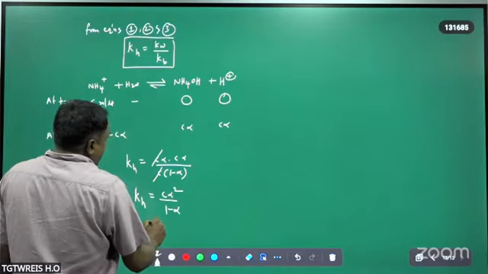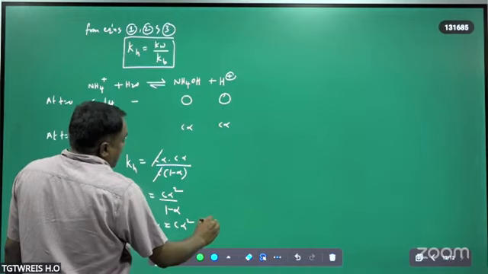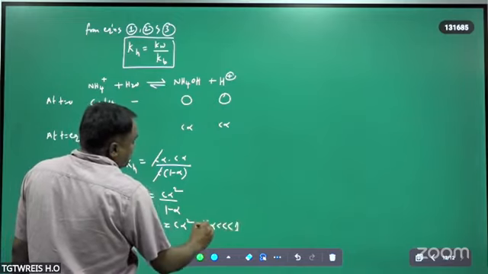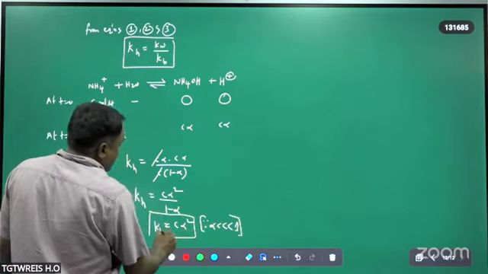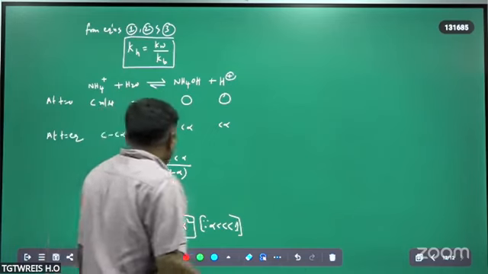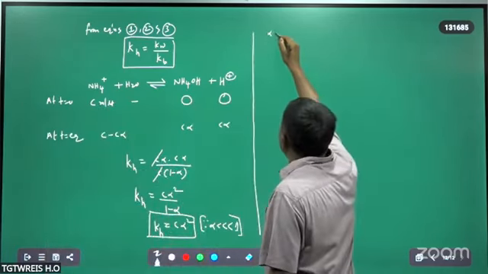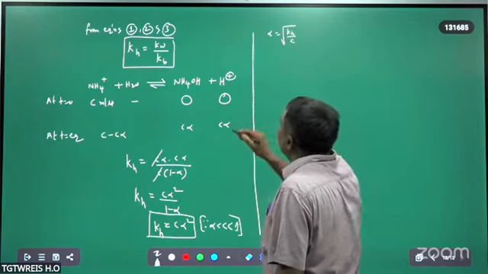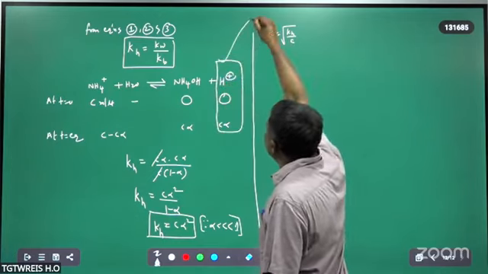But since alpha is very, very less than 1, KH is equal to C alpha square. Alpha is equal to root KH by C. But we want to calculate the H plus ion concentration.